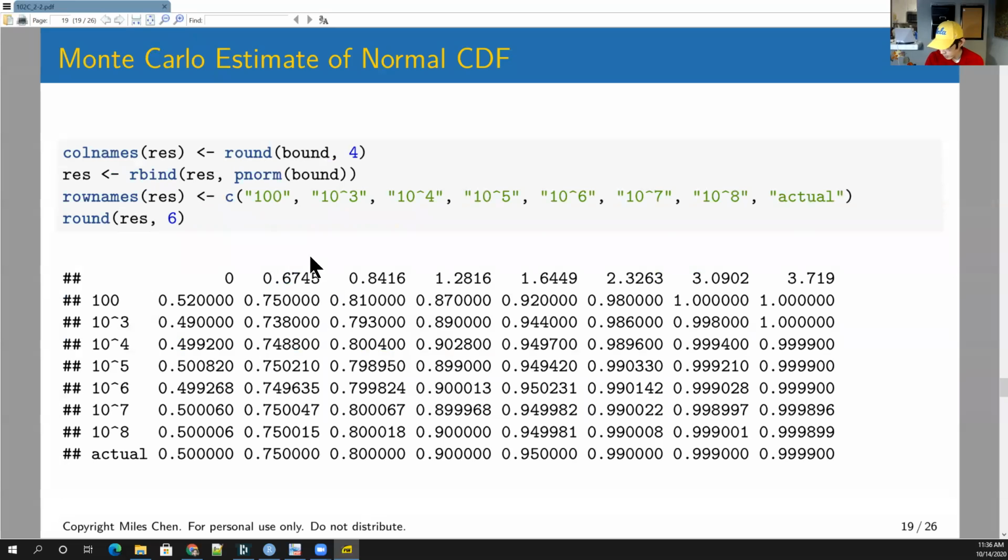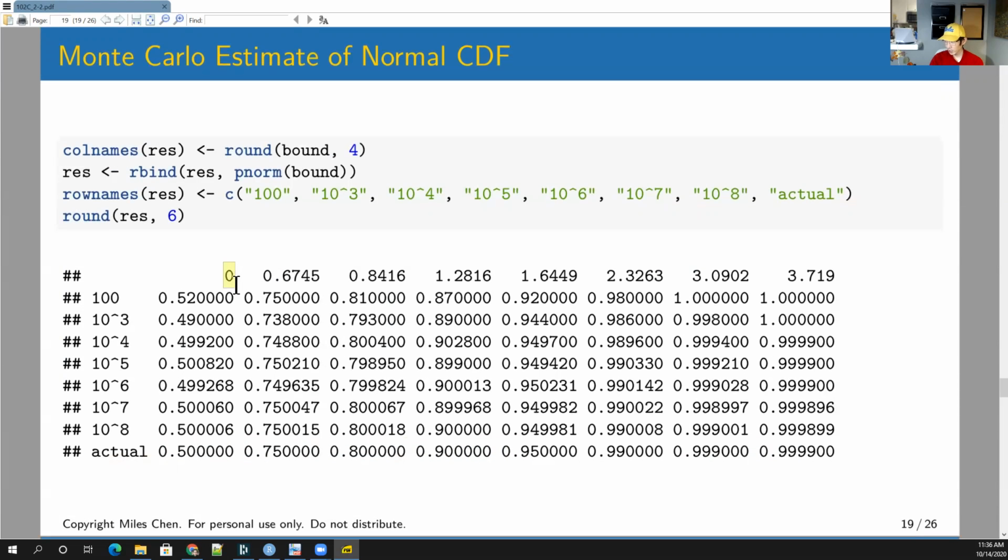And so here I filled this out. I added row names, and I also added one more row for the actual proportion. The actual proportions are 0.5, 0.75, 0.8, 0.9, and so on. And these are the cutoff boundaries: pnorm of 0, pnorm of 0.6745, 0.8416 will give you 80%, 1.2816 will give you 90%, 1.6449, so a little bit off from 1.645, will give you 95%, and so on.